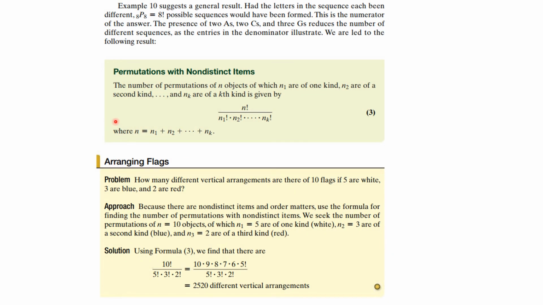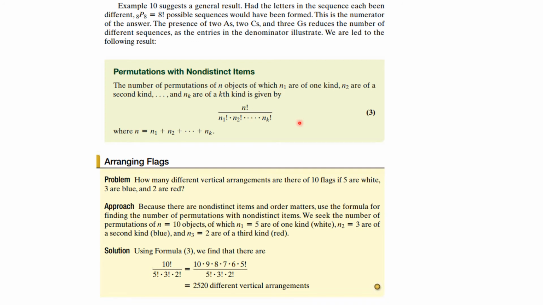And here's the formula. This is permutations with non-distinct items. The number of permutations of n objects, of which n1 are of one kind, n2 are of a second kind, ... and nk are of a kth kind, is given by n factorial over n1 factorial times n2 factorial ... times nk factorial. But you have to insist that if you take all of these n sub 1s, they add up to the n that we have in the formula. Again, this is another important formula.